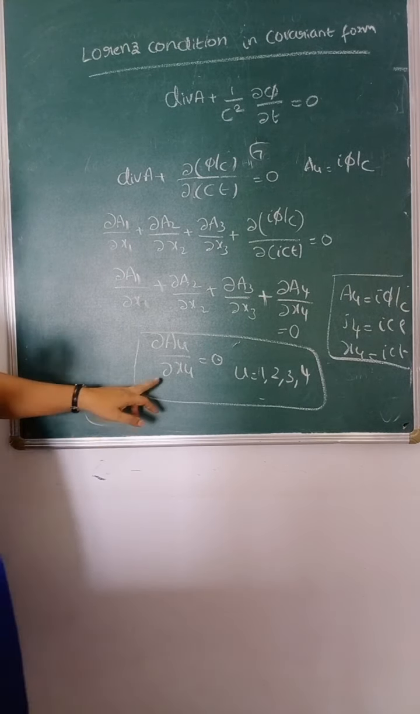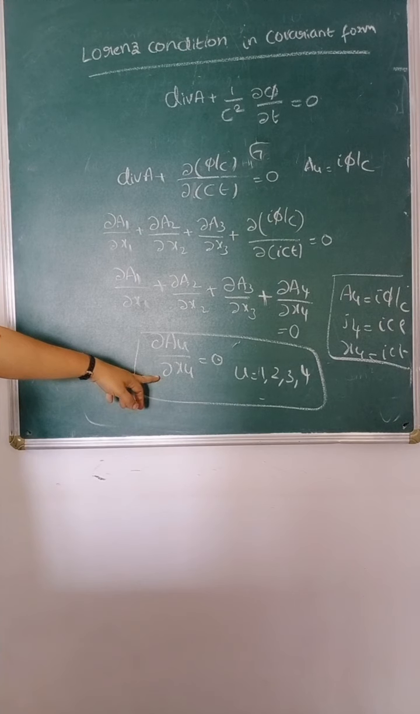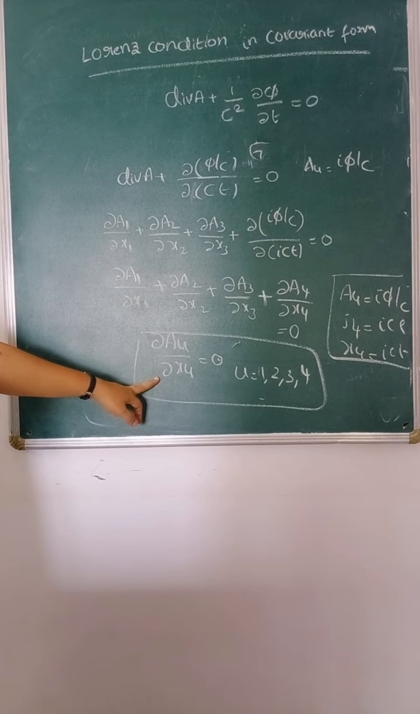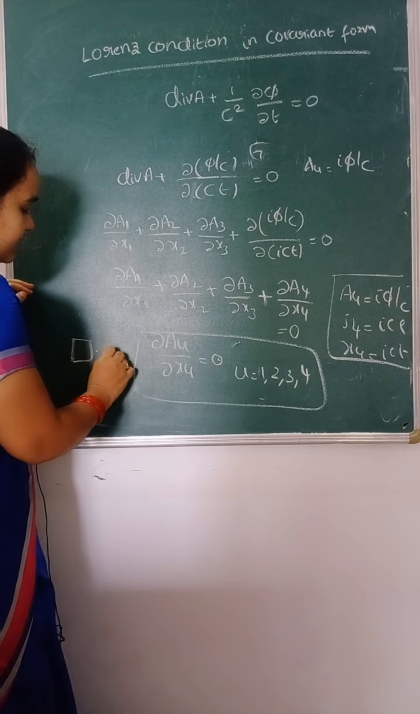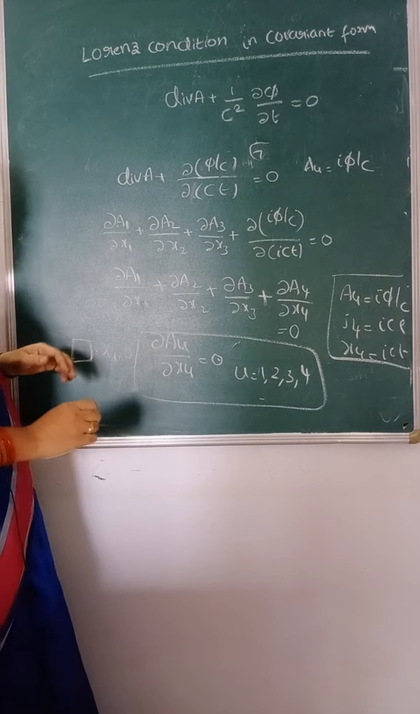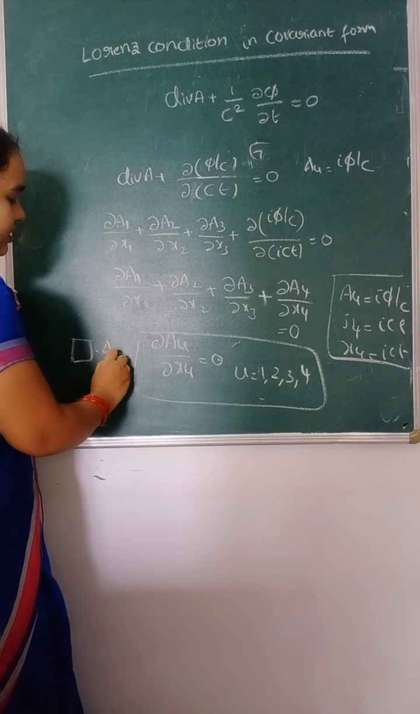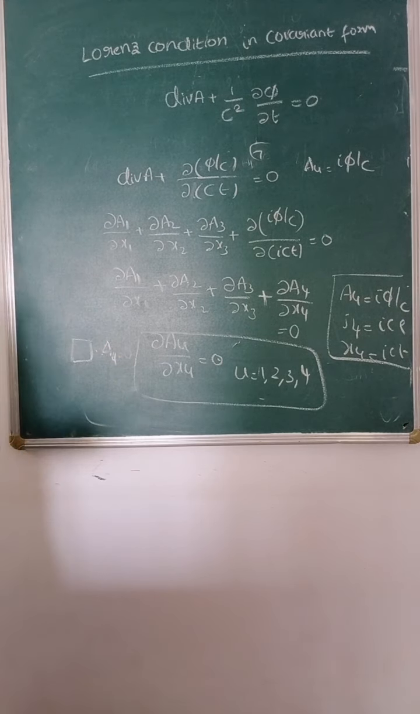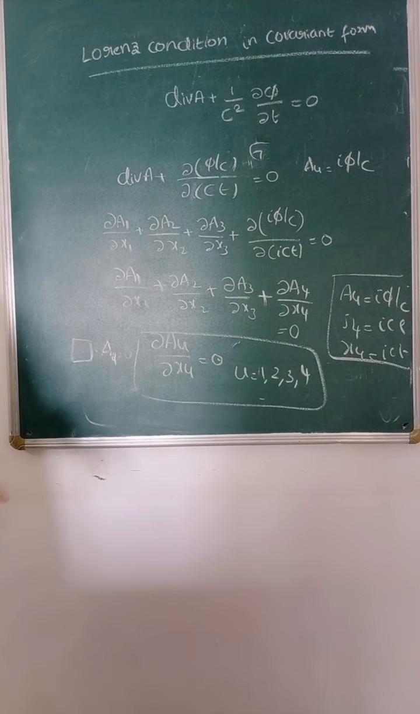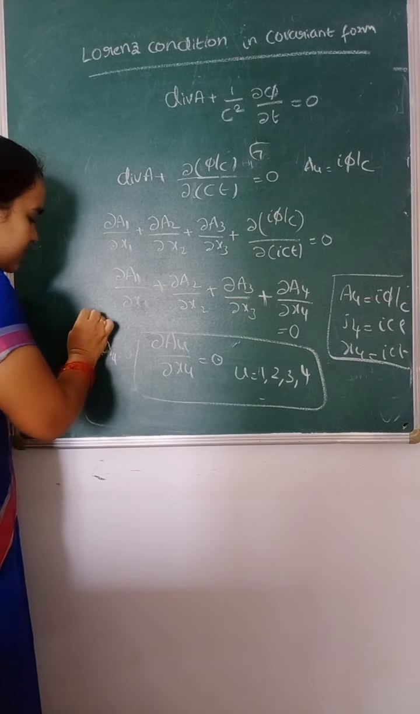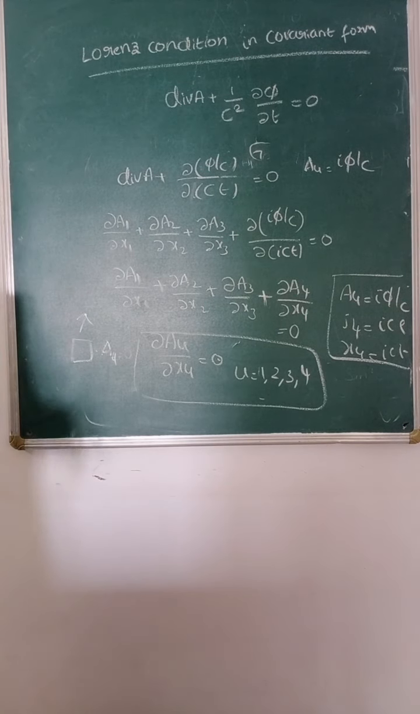So this is in 3 vector form. In 4 vector form we define the Lorentz condition as dou A mu by dou x mu is equal to 0, or simply del dot A is equal to 0, where del is dou by dou x1, dou by dou x2, plus dou by dou x3, plus dou by dou x4. This is a 4-dimensional divergence operator. So this is the covariance of the Lorentz condition.